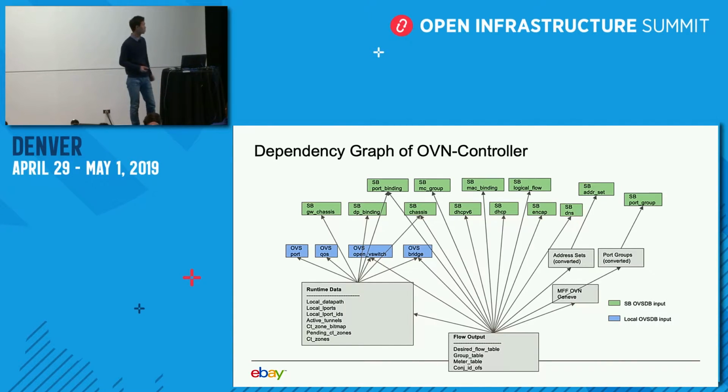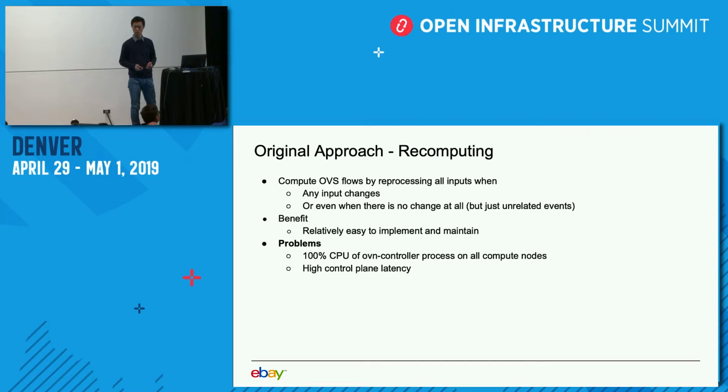If you look at this picture, it's pretty much the dependency graph of the OVN controller. So there's a lot of inputs, almost 17 or 18 of them. There are southbound DB tables and OVS tables locally, and also intermediate results computed during this processing. So to implement something efficient, this poses some challenge.